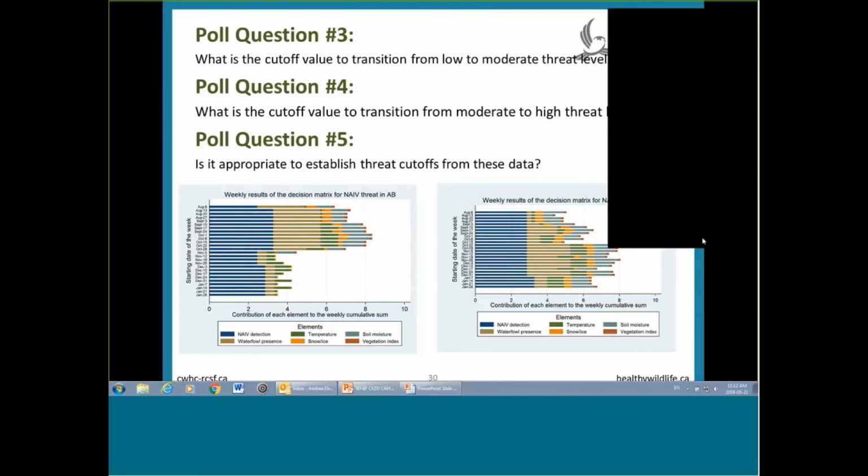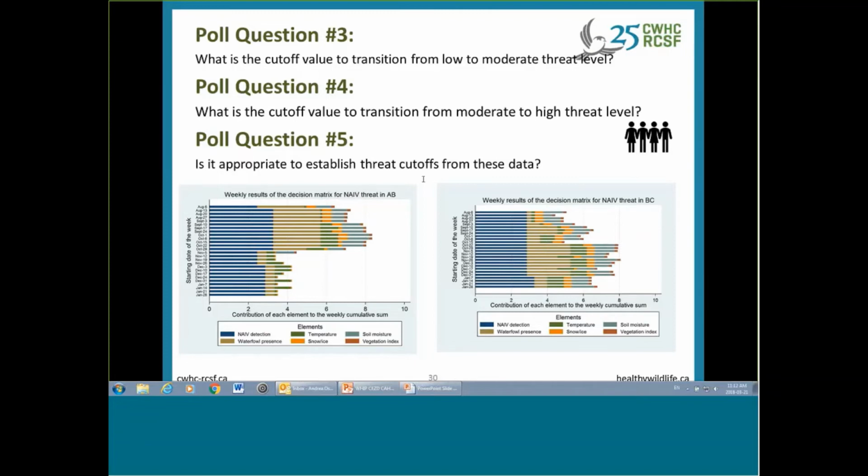Okay. I think, Andrea, just to clarify too, on those graphs at the bottom, the axis goes from 0 to 10. Yeah. So really it's where along that axis would you change the threat level from low to medium, and then where further along, presumably, would you change it from medium to high? And 10 is the maximum possible cumulative sum you could have in a week. So we'll open the poll so people can chip in.